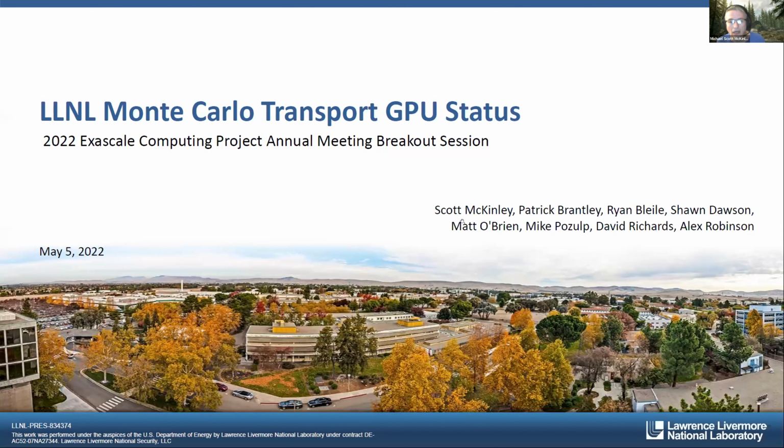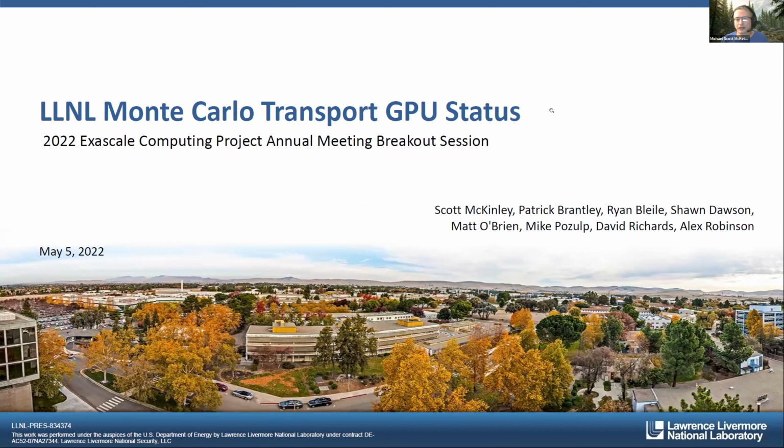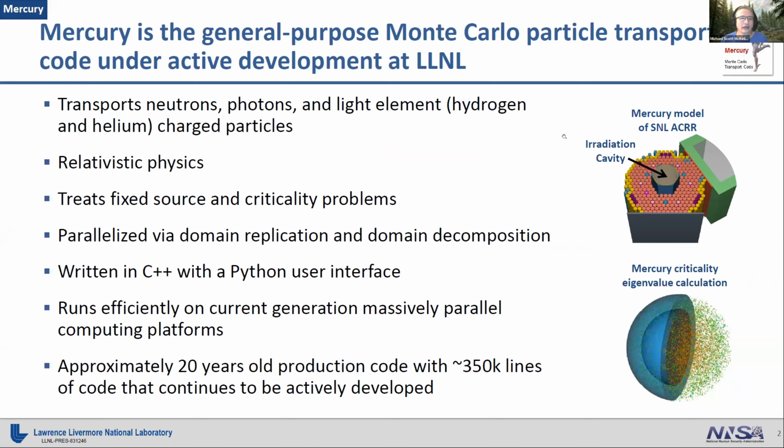Okay. All right. Let's see. So I'm going to talk about Lawrence Livermore's movement into going on GPUs on Sierra. That's our big machine that we've gotten recently. Now, of course, we're working towards the next machine after that. So I'm going to be talking about 2 codes.